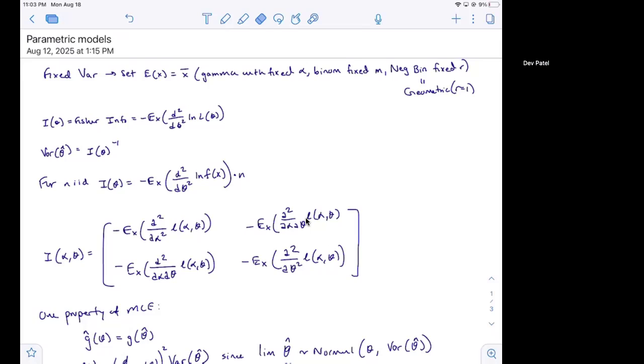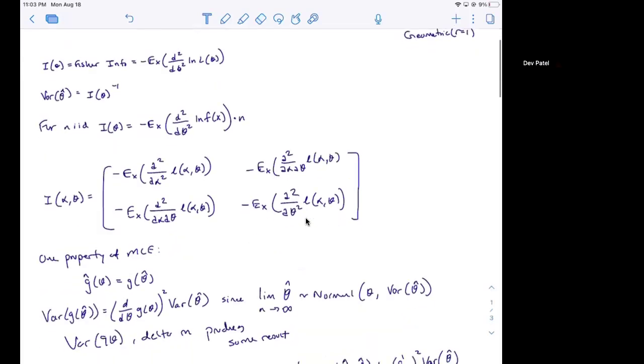If it is two parameter, we have a matrix and we introduce partial derivatives here as well. So it's the partial derivative with respect to alpha and theta, and then the second derivative with respect to alpha, and the second derivative with respect to theta.